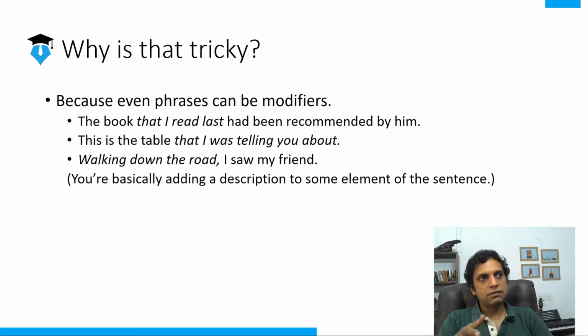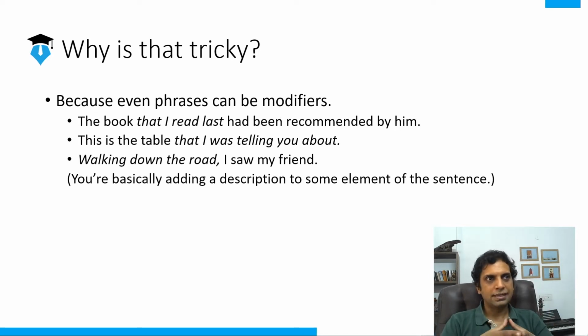This is the table, valid sentence. Sounds incomplete. You're immediately going to jump up and ask, what table? This is the table. What table are you talking about? If you'd said this is a table, okay. But this is the table that I was telling you about.